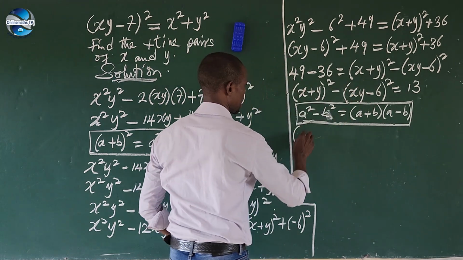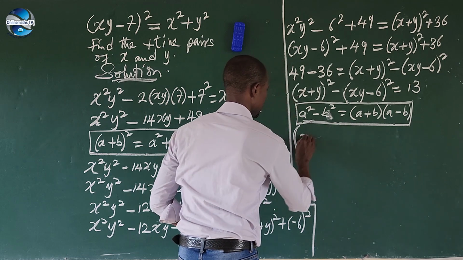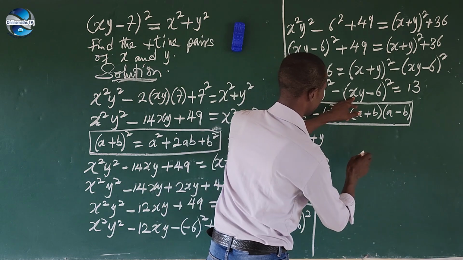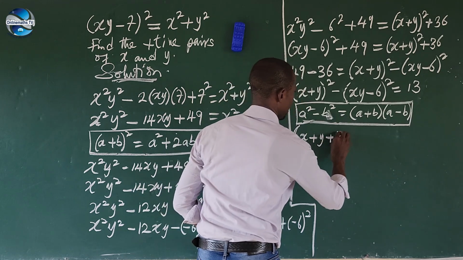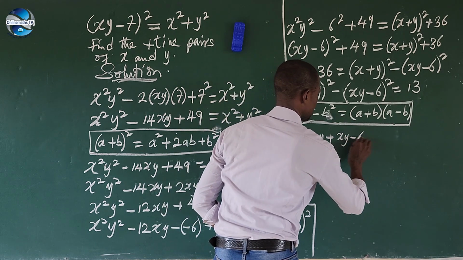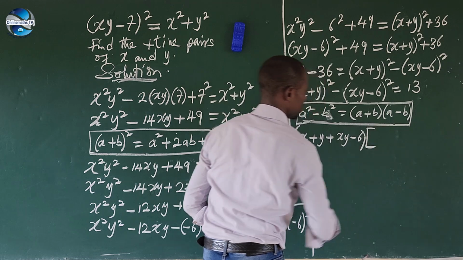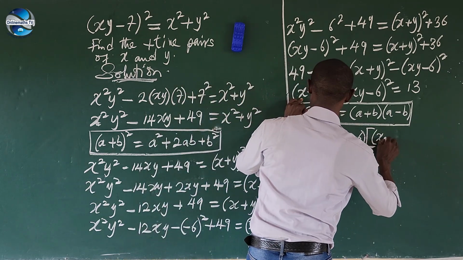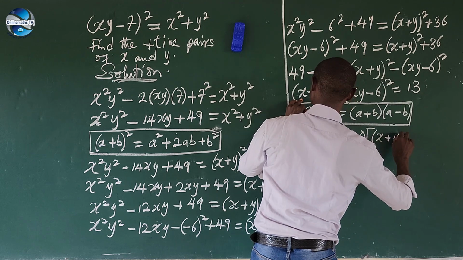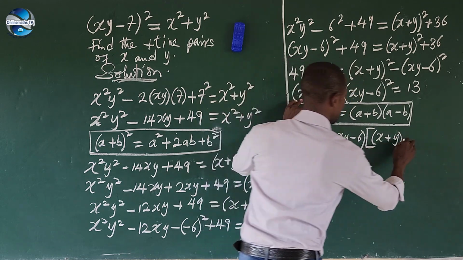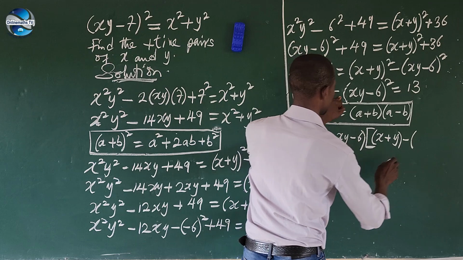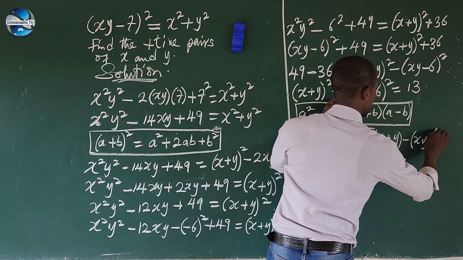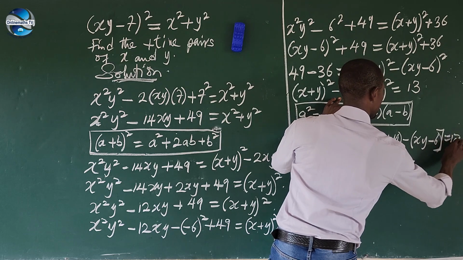So this means our a is x plus y, then plus our xy minus 6. Let's bring a square bracket in here. So this is going to give us x plus y, close bracket, then minus, bracket, our xy minus 6, close bracket, everything equal to 13.